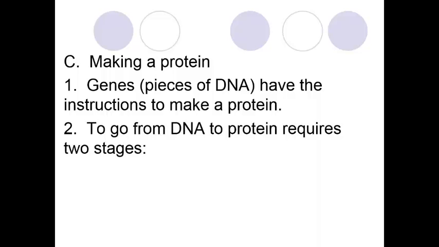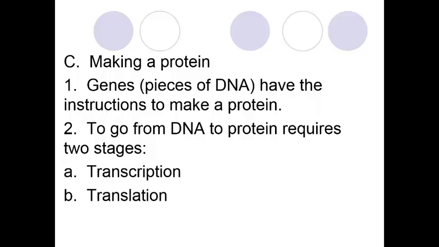Now, to be able to go through the process to make a protein, it's going to require your cell to go through two main stages, and that would be transcription and translation. And in future videos we'll talk about each one, where they take place, and just the general steps that your cell goes through to make those two processes happen.